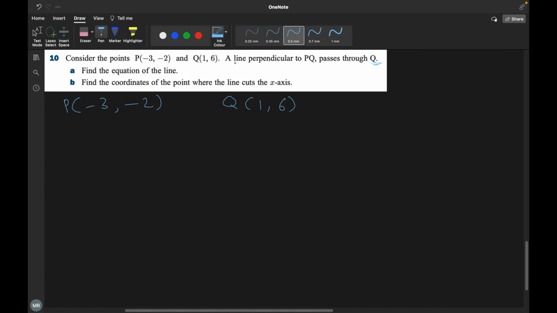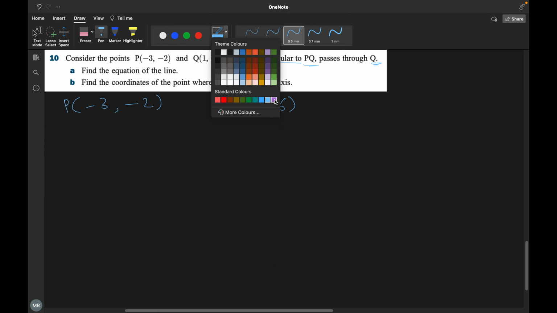So we know that a line is perpendicular to PQ. So this implies that whatever gradient we find here is going to be the negative reciprocal of the gradient of the perpendicular line. So now let's find that. Okay, so now let's find the gradient.